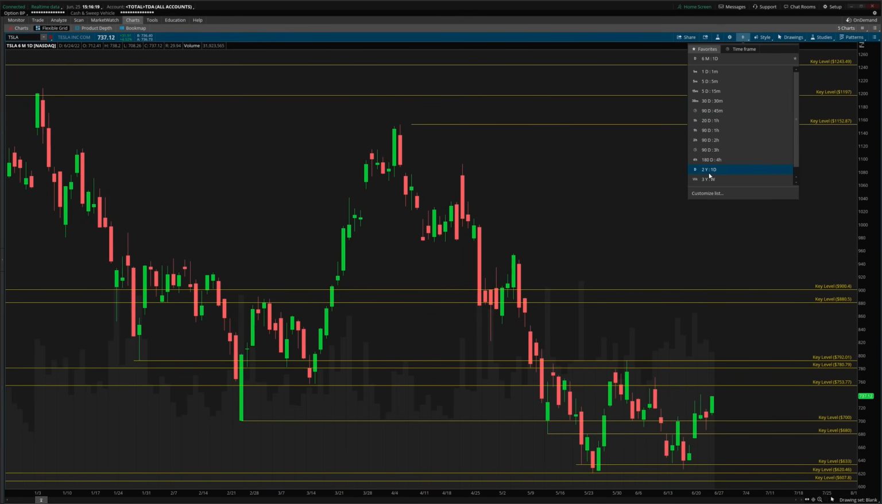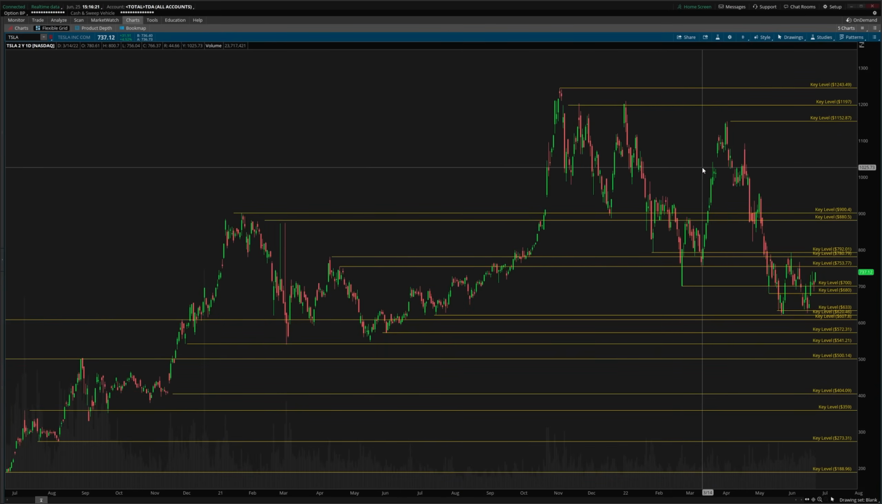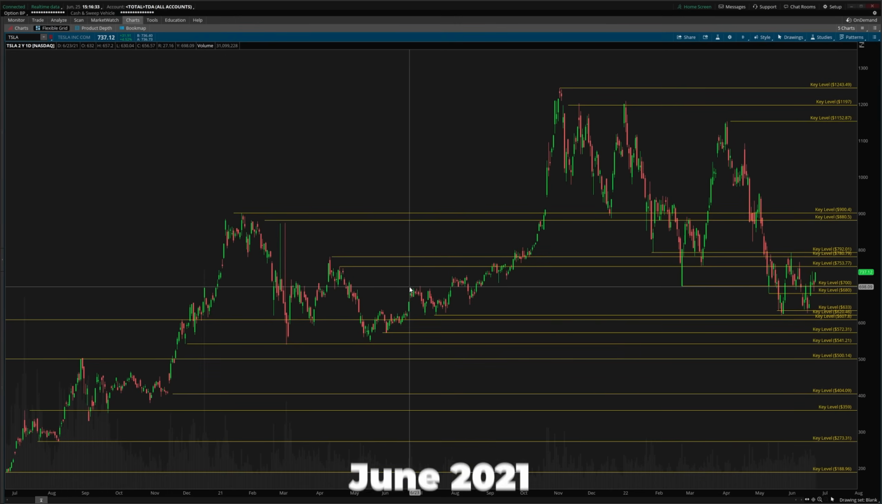Now let's just zoom into the daily time frame. I like to use the 2-year daily. And as you zoom in, you're going to start seeing more levels. So already here's a new level you can't see on the weekly time frame. June 2021, we have this swing high right here. And look at where the swing low coincided. It was about $700. And the swing high back here was about $700.